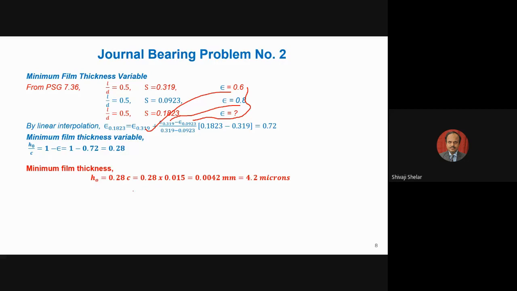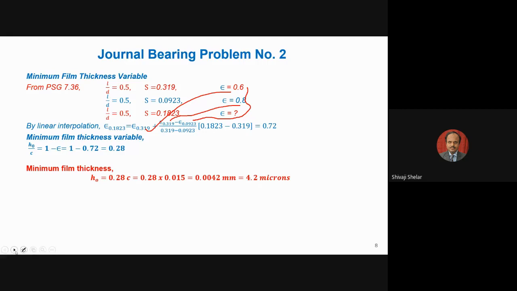0.28 into C. C value we have in the previous table, that is 0.015 millimeter. So you get 0.0042 millimeter. That is nothing but 4.2 micron. If you multiply by 1000, you will get this value as 4.2 micron. So the minimum oil film thickness here is 4.2 micron.